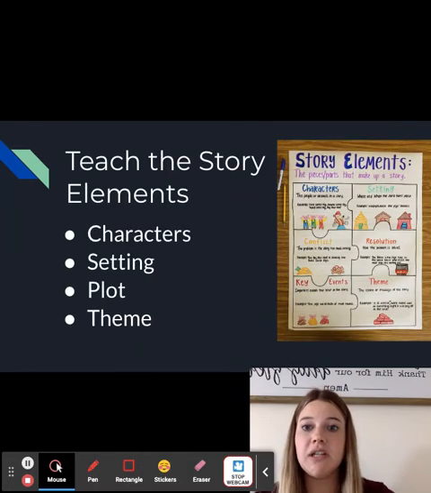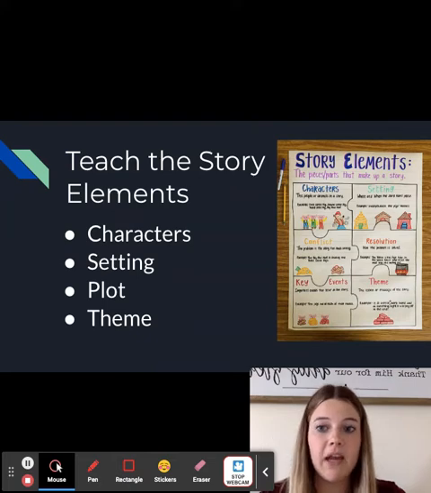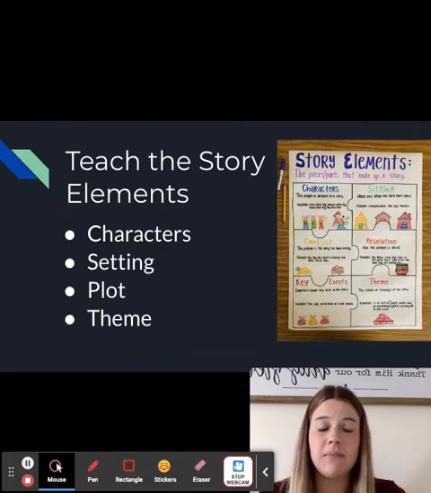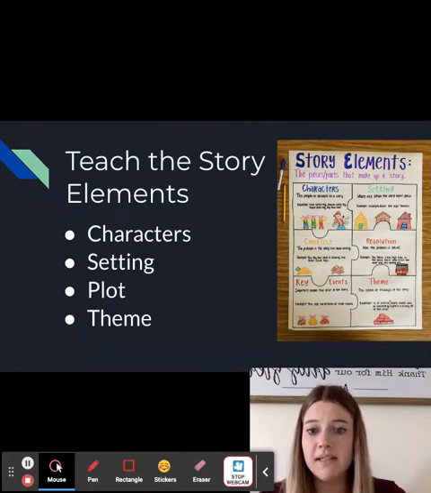Another thing is to teach the elements of the story. Characters, setting, plot, theme. Those are all things that our students need to know if they want to be able to tell us about a narrative story. So, story elements, those are the pieces that make up a story. So we obviously have to teach our students those different elements.